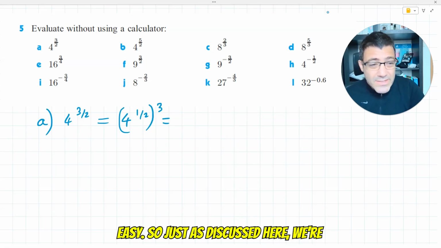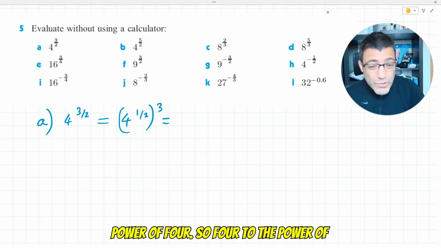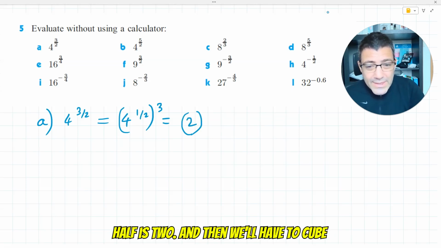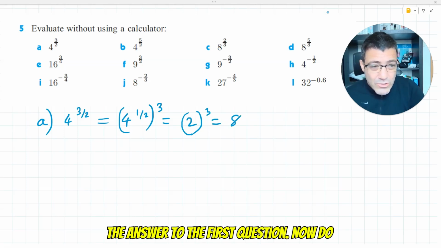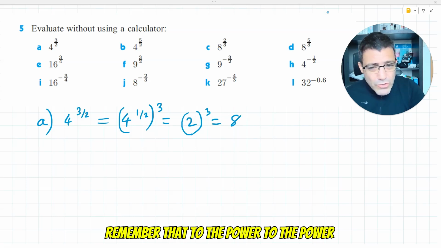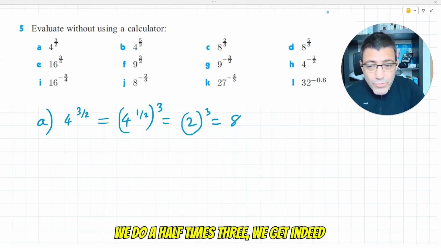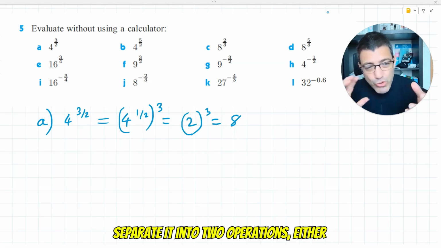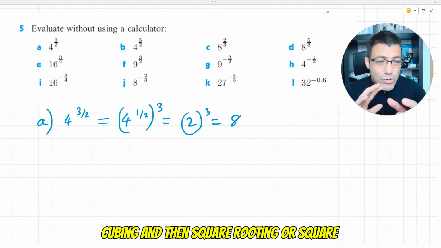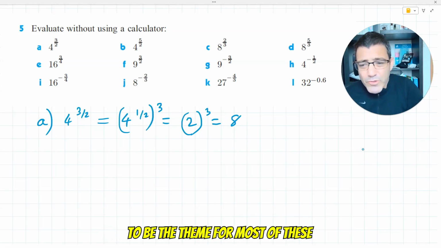So just as discussed here, we're going to apply the square root to the 4. So 4 to the power half is 2. And then we'll have to cube it, and 2 cubed is 8. So 8 is the answer to the first question. Now, do remember that power to a power means the powers get multiplied. So when we do a half times 3, we get indeed 3 over 2. So this is why we can separate it into two operations, either cubing and then square rooting, or square rooting and then cubing. And that's going to be the theme for most of these questions.